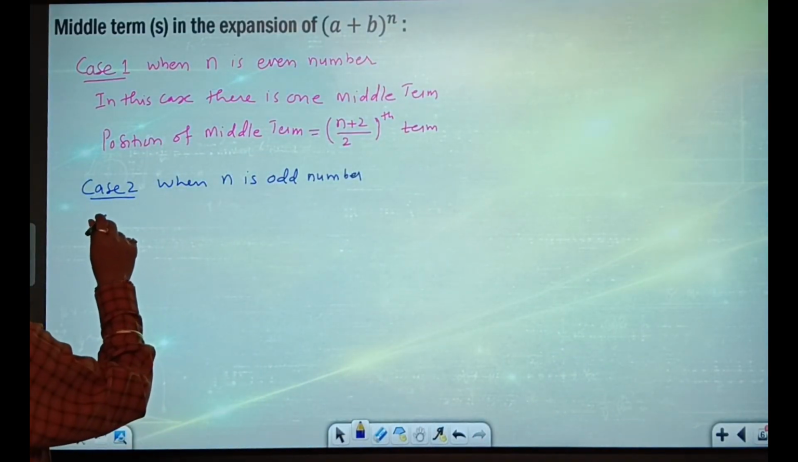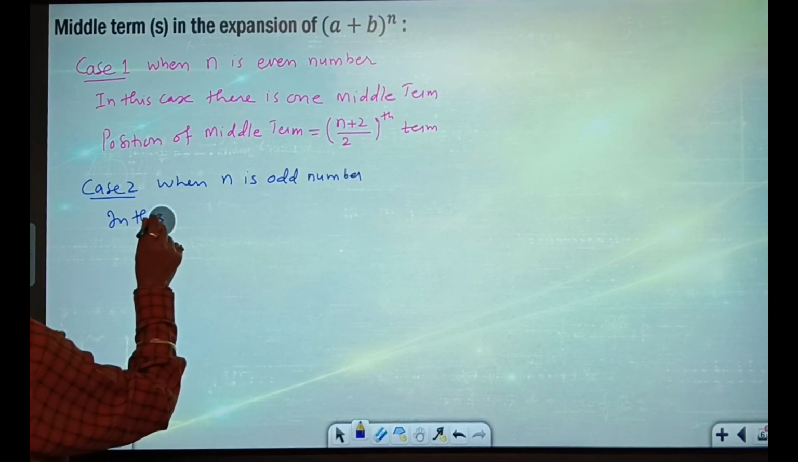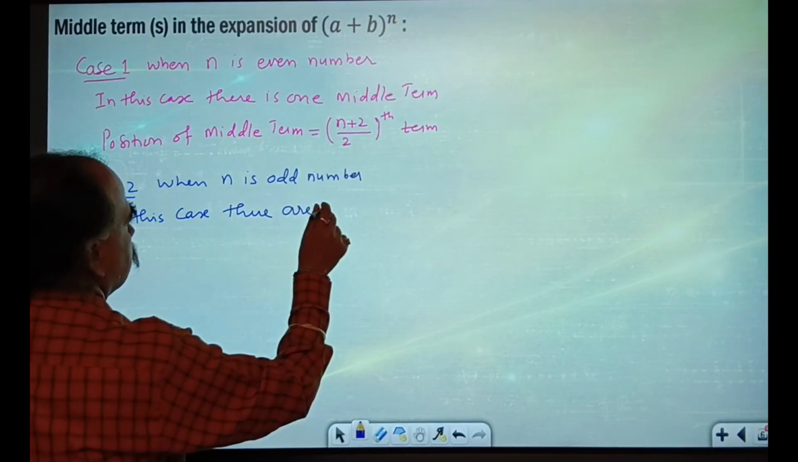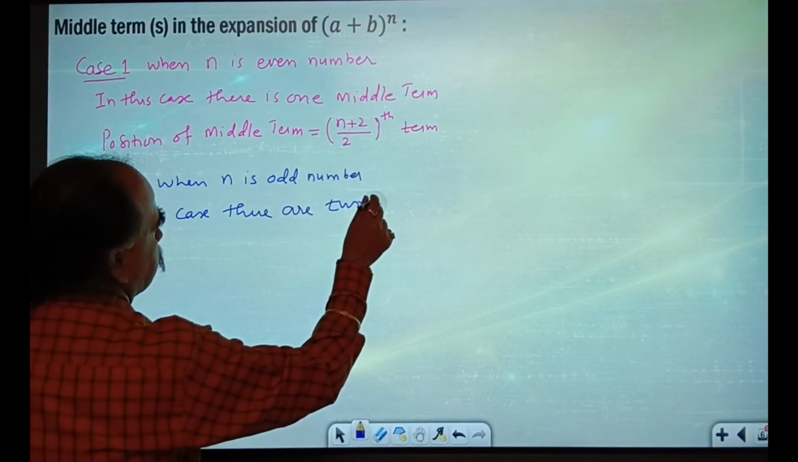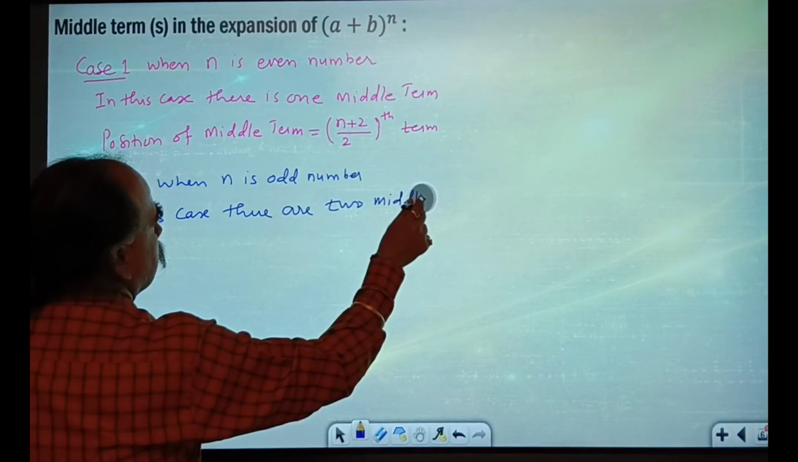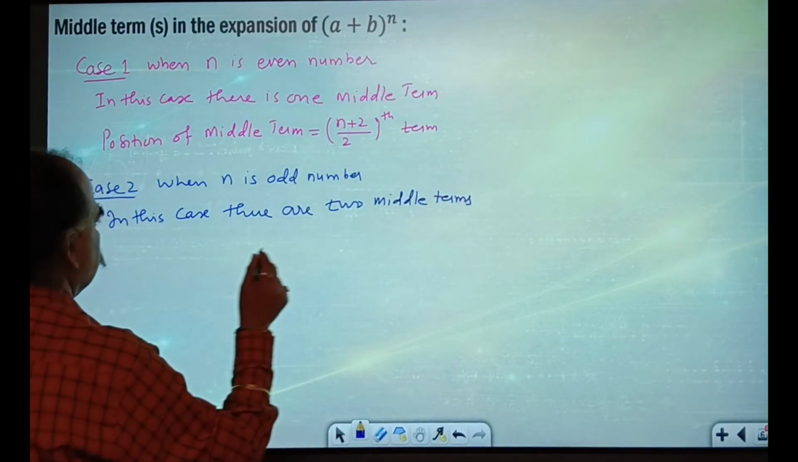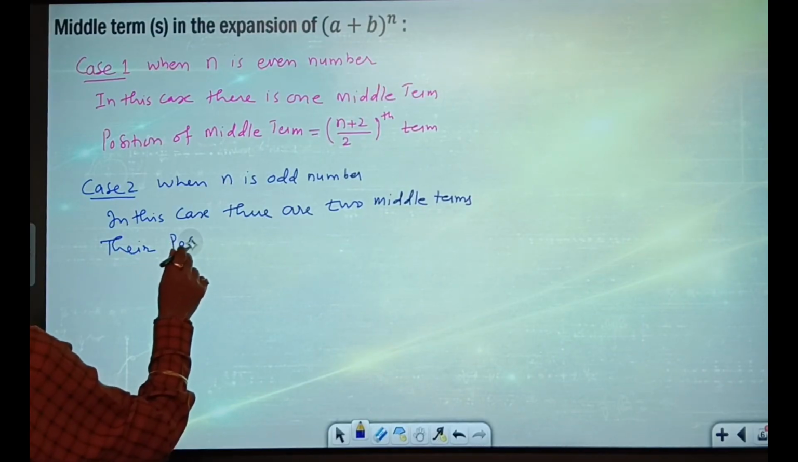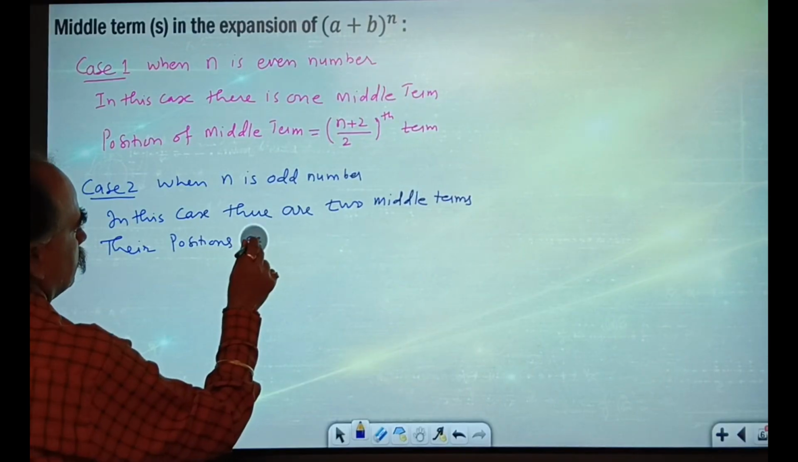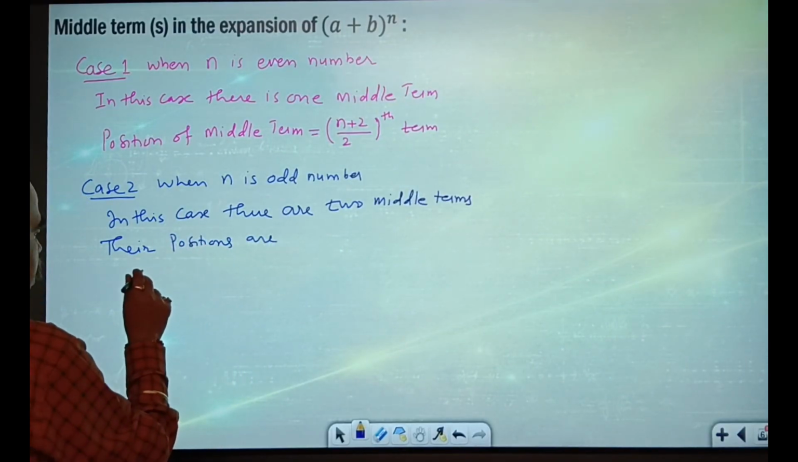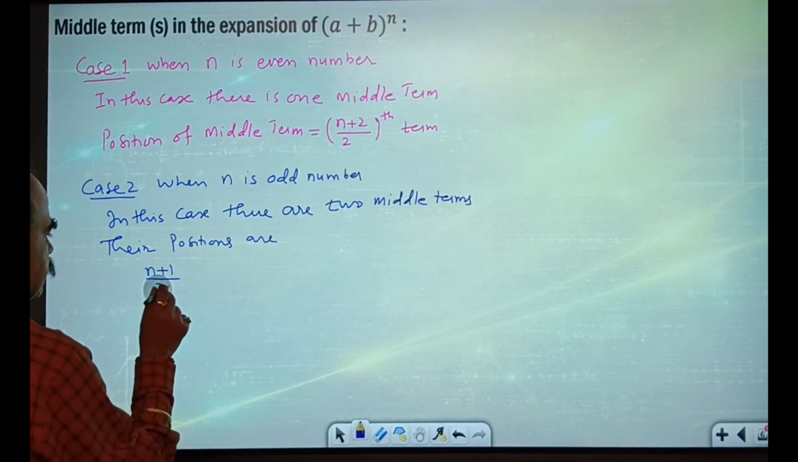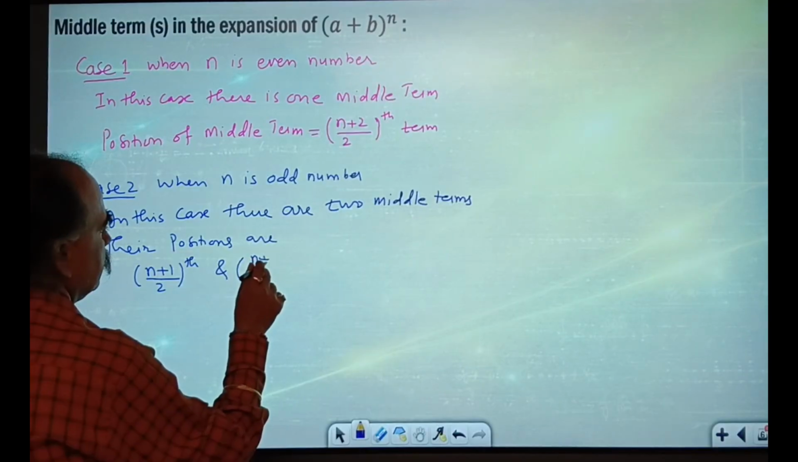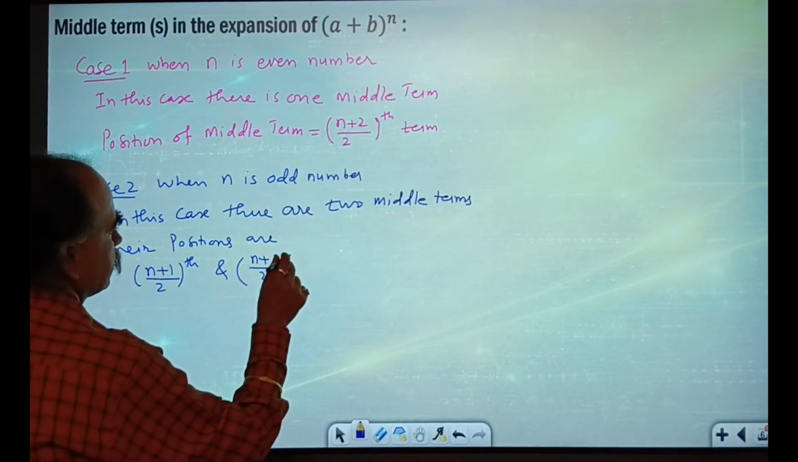In this case, there are 2 middle terms. Their positions are n plus 1 upon 2th and n plus 3 upon 2th terms.